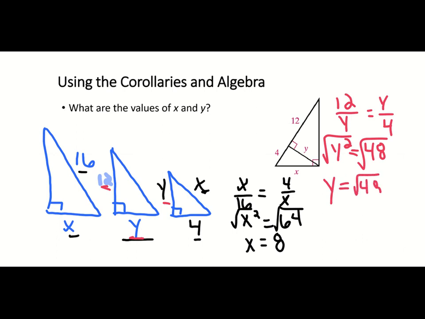But we do need to simplify that, break it down. The largest perfect square in 48 is going to be 16. So I can break it down and make it the square root of 16 times the square root of 3. And the square root of 16 is 4. So my final answer is y equals 4 square root 3.